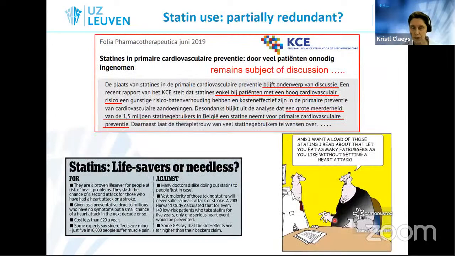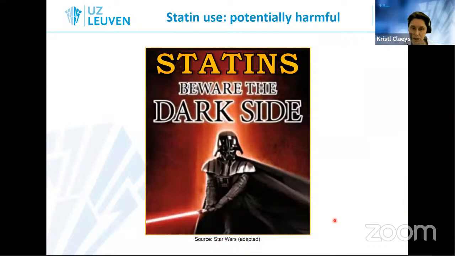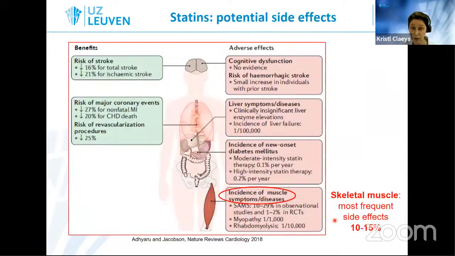Now, the use of statins is really a big topic of discussion, as you can see here in this cartoon and also in some publications. There is a lot of pro and a lot of contra, and this subject is really unsolved. It remains a big subject of discussion, but of course we will not go into this discussion. This webinar will mainly go into the potentially harmful effects of statins. So they are not only beneficial, but certainly have quite some potentially harmful side effects. And that's what we will talk about.